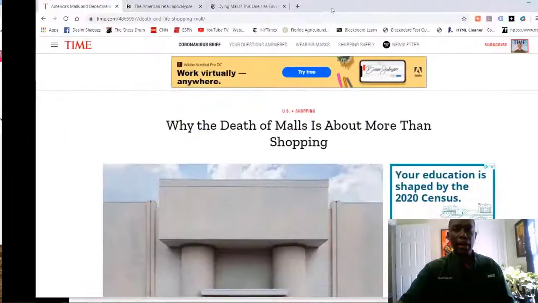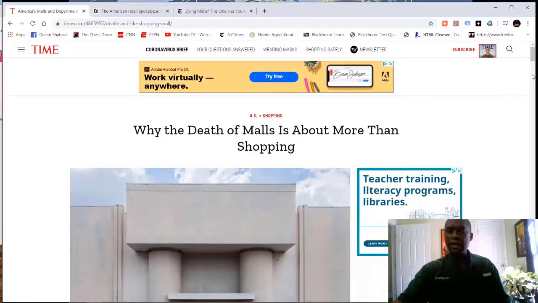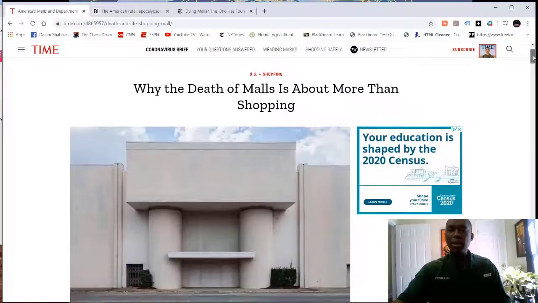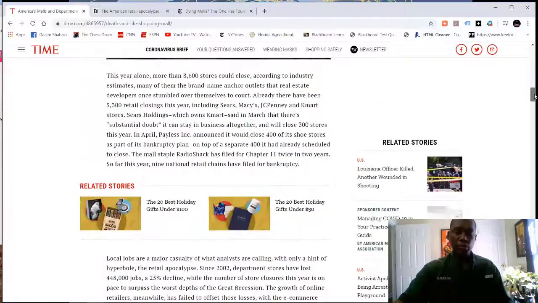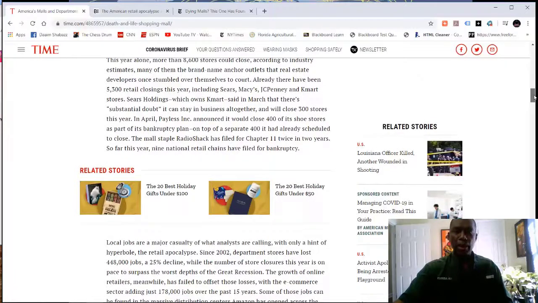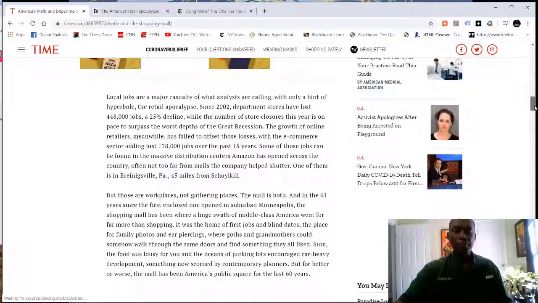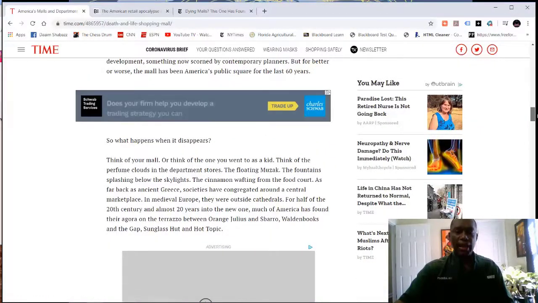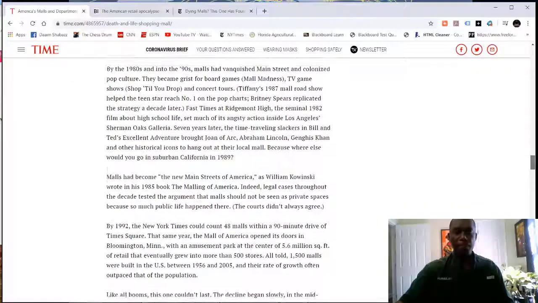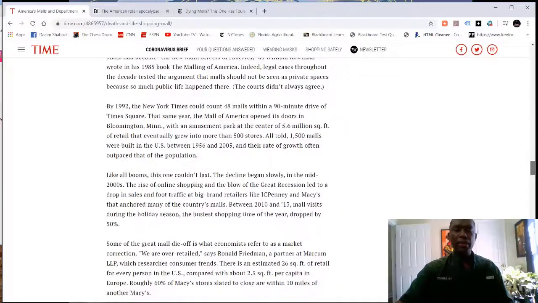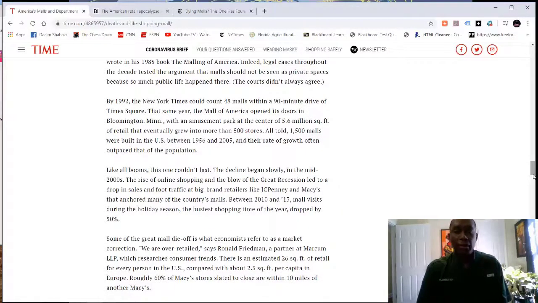Here's an article that I read, I think it was last year, that talks about why the death of malls is more than shopping. So you see an abandoned mall here. And they talk about all the socioeconomic trends, just as you saw in the last article that I showed, and it talked about how a lot of the companies are closing hundreds of stores. But what they go on to say is that many of these stores have begun to change their philosophy in terms of what malls are being used for. And so they're saying that now, instead of just shopping, people are going to malls to actually do things.